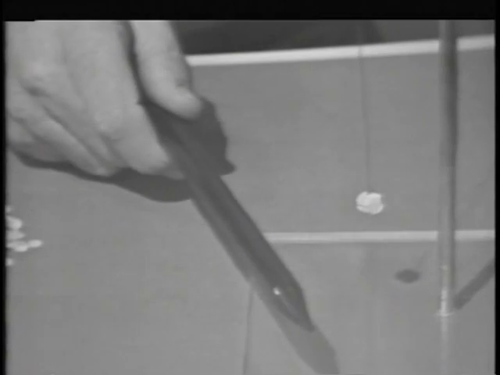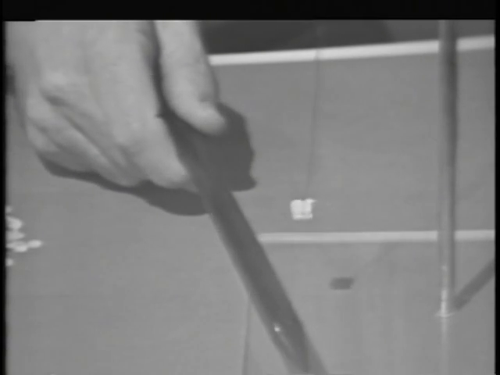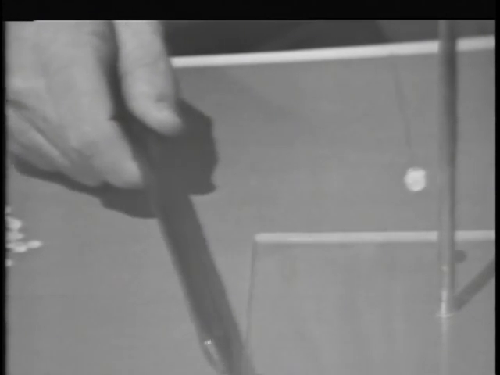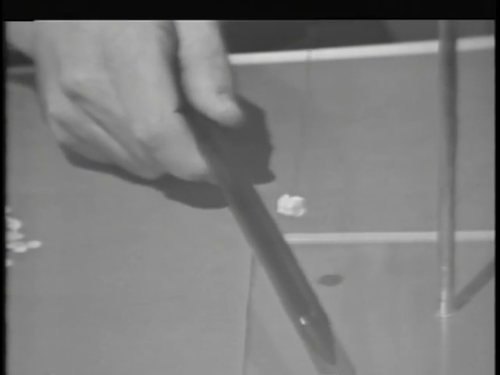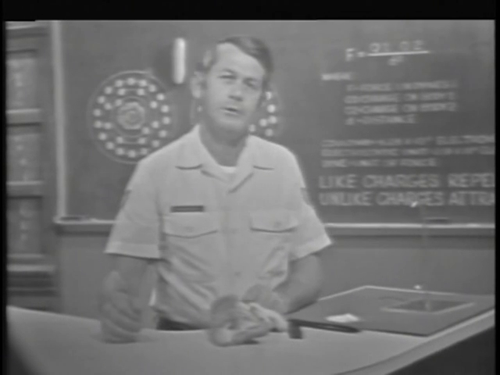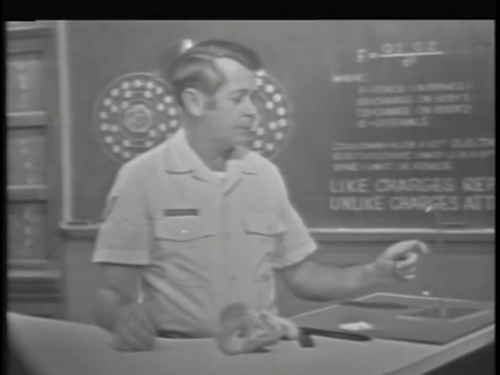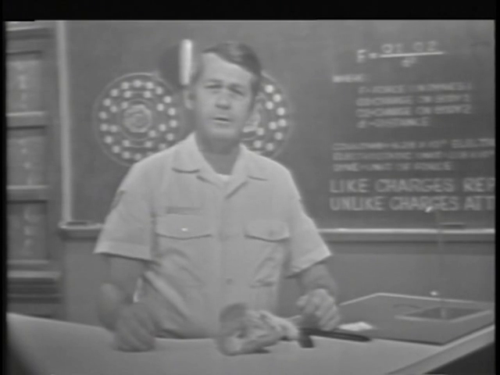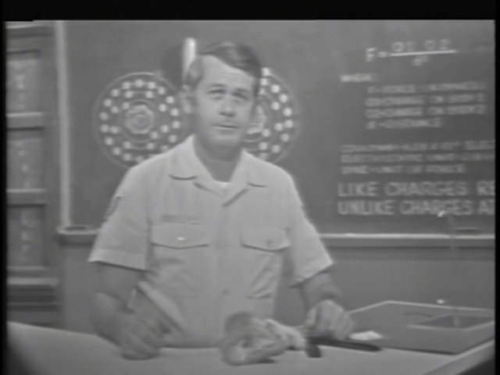Now, notice how a neutral body reacts to the rubber rod. This indicates that the rod is charged. The neutral body in this case is a pith ball. Now, pith is a soft, spongy core in the center of certain plants. And I'll use it throughout this discussion because of its ability to acquire charge, to hold a charge, and to react readily to other charged bodies.